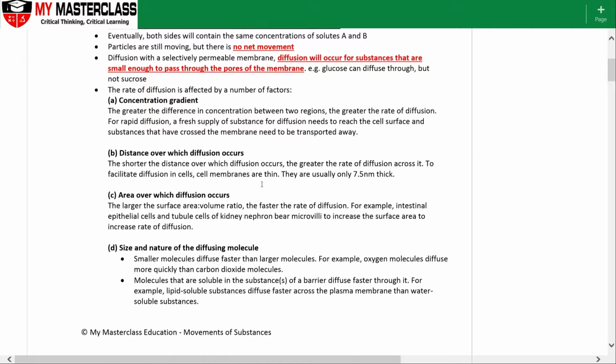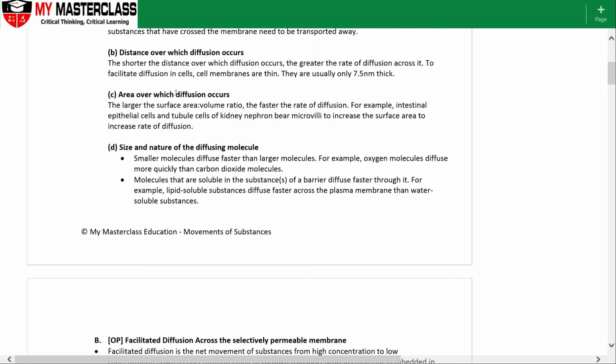Okay, so which is why cell membranes are extremely thin, because for nutrients to move into cells and waste products to move out by diffusion, the distance has to be extremely short for diffusion to be rapid. Likewise, increased surface area will increase the rate of diffusion. The larger the surface area, the larger the rate of diffusion, which is why your intestines have intestinal epithelial cells, or your root hair cells have elongated protrusions, in order to increase the rate of diffusion.